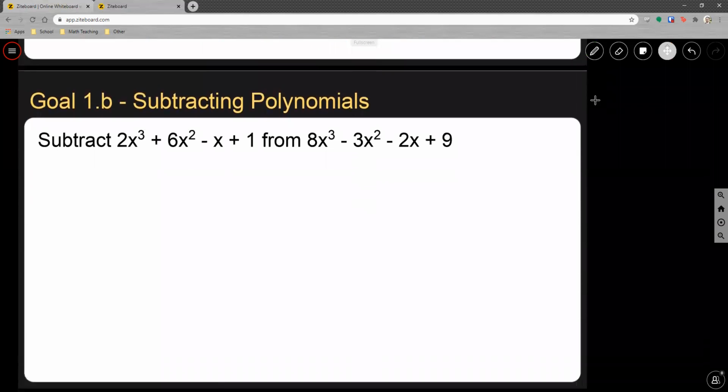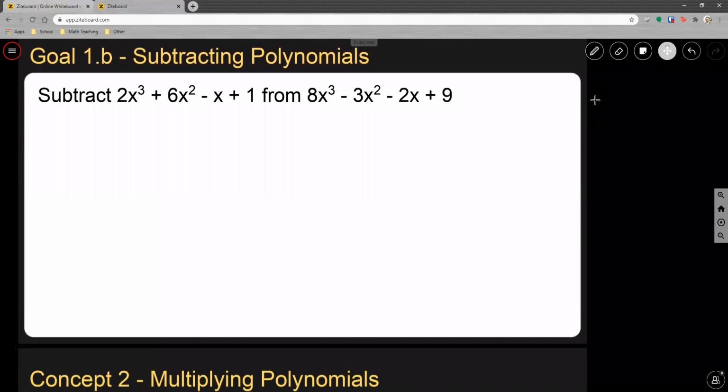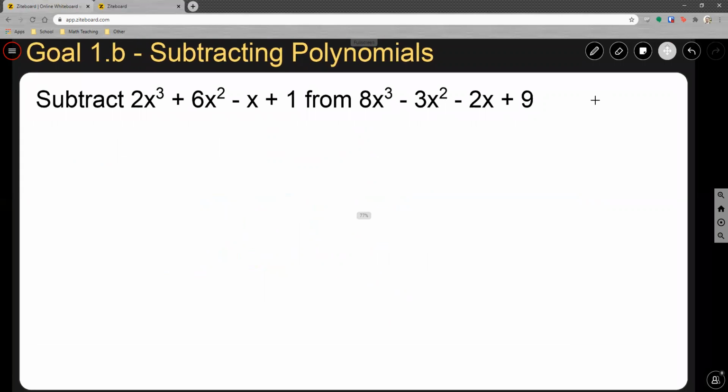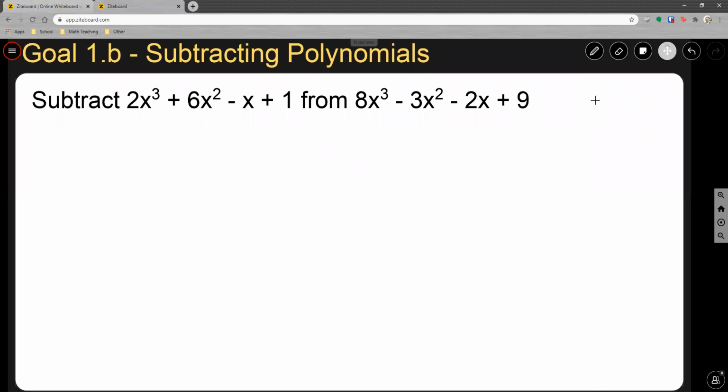So the flip side of addition, the inverse operation, is our friend subtraction. Now subtraction we have to be a little bit careful with because subtraction is not commutative, right? If I do 4 minus 3, I get 1. But if I do 3 minus 4, I get -1. So the order does matter.